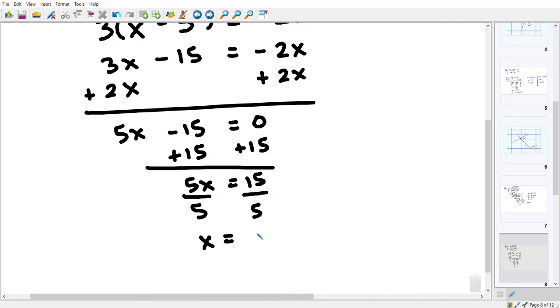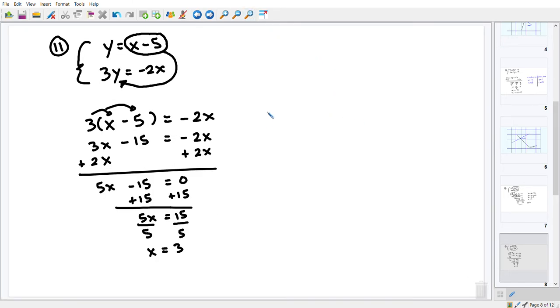So can we agree x is equal to 3? Beautiful. So let's go ahead and use the circled equation to find our y answer. So go to the right side. If x is 3, I'm going to write y is equal to 3 subtract 5. What is 3 subtract 5? Negative 2. Being really careful there.